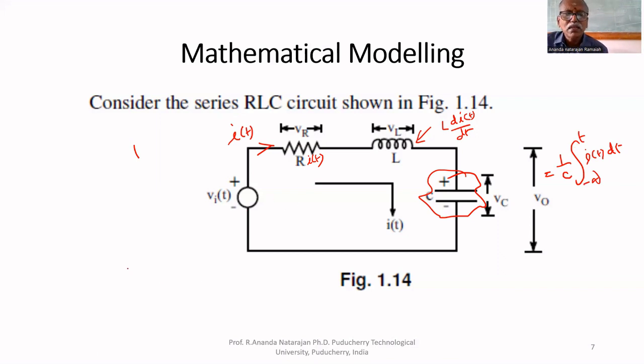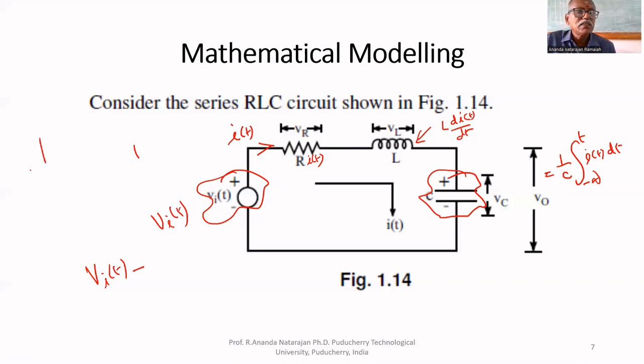What is KVL? Algebraic sum of potential drop and EMF equal to 0. The applied voltage is Vi of t. Therefore, the sum of EMF and potential drops in the circuit is equal to 0. If we travel along the current direction, there will be a fall in potential.